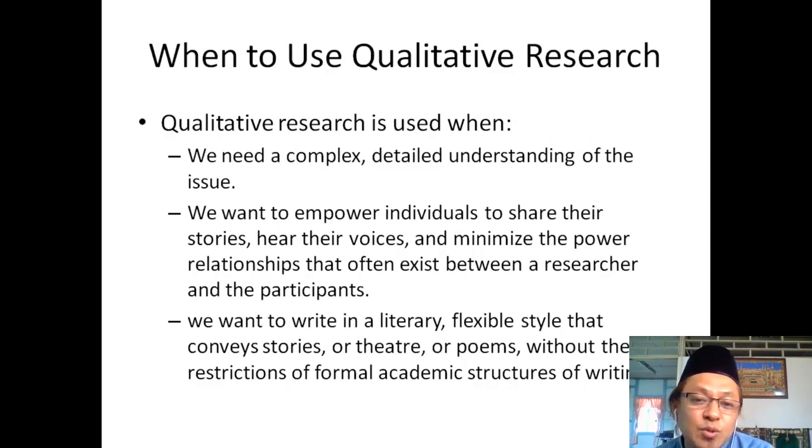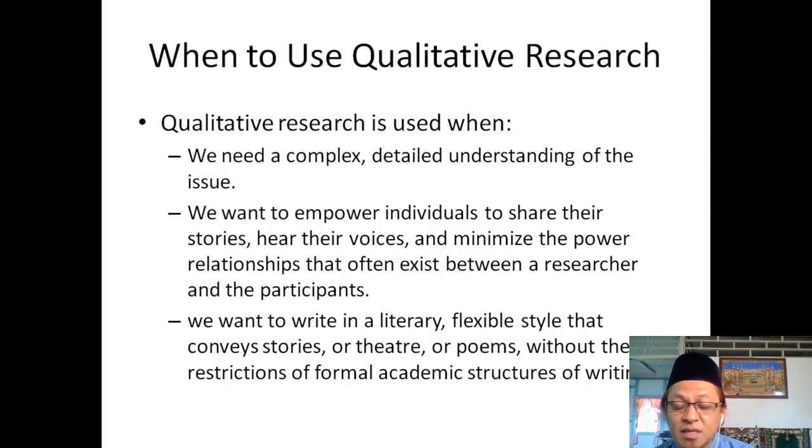So qualitative research is used when we need a complex, detailed understanding of the issue. In-depth and detailed understanding about the issue. The word understanding is very common in qualitative research: understanding, meaning, and also complex detail. These are the common vocabulary that you will come across in qualitative research. We want to empower individuals to share their stories. We want to hear their voices and minimize the power relationship that often exists between a researcher and participants.